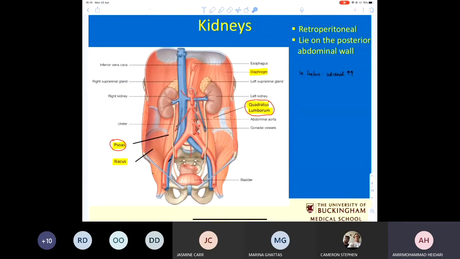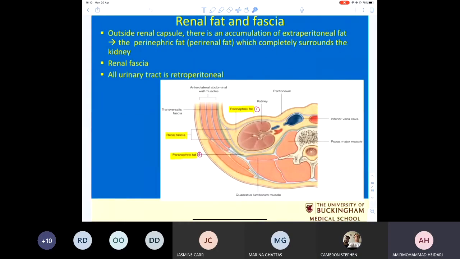Just one more slide. So quadratus lumborum is this muscle. Cameron's going to cover it very nicely shortly. Psoas major and psoas minor are here. Iliacus, which is not related to the kidney, but you will come across it as iliopsoas as it goes and attaches to the lower limb. Transversalis abdominis is here, which comes across to the front of the kidney, which would be somewhere here. So these are the coverings that Alice, I think, asked about.